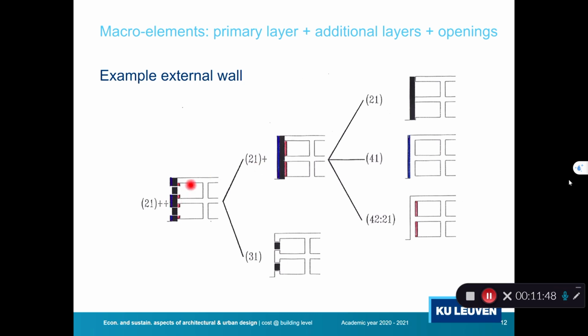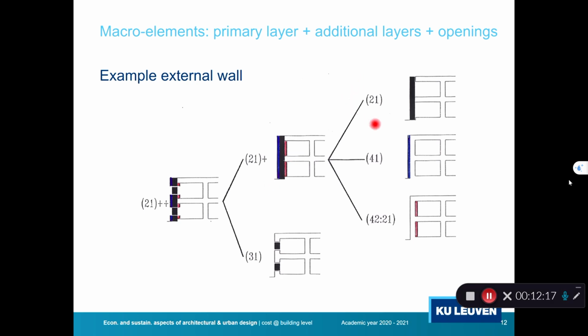So our outer wall, our macro element wall, or our overall element of the external wall, is subdivided typically into a primary layer, the load-bearing part, and finishing layers. So here, for example, you have an outer finishing and an inner finishing, and typically we can also have openings in an external wall. So the different coding will allow you to know what we're talking about.